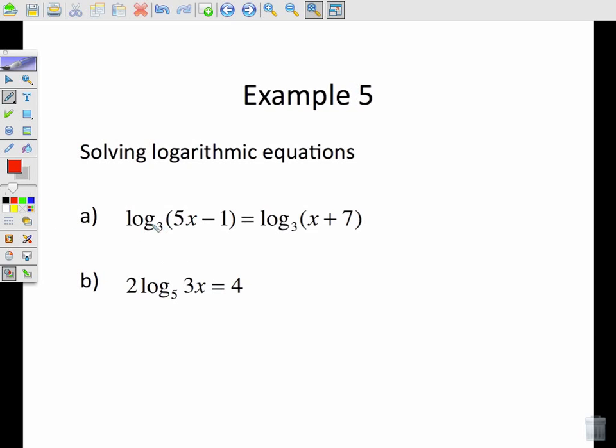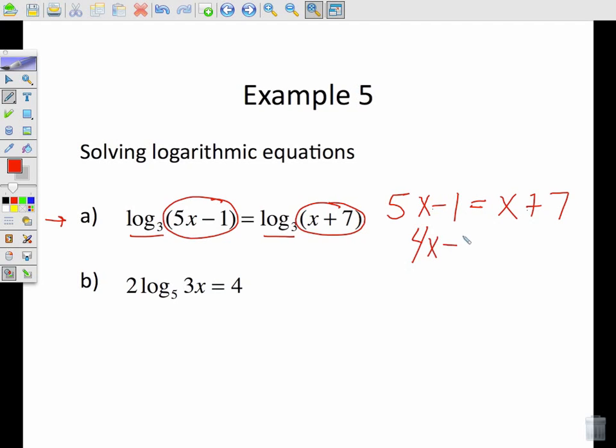Moving on to example 5, I've got a couple more equations here that we're going to solve. For letter A here, you've got log base 3 of an expression and log base 3 of another expression that it's equal to. Well, what we can conclude is that these two are equal to each other. So if you have 5x minus 1 equal to x plus 7, you solve that. So we know that's 4x minus 1 is equal to 7, or 4x is equal to 8, x is equal to 2.